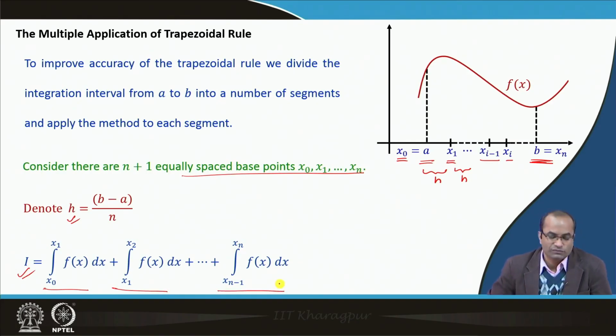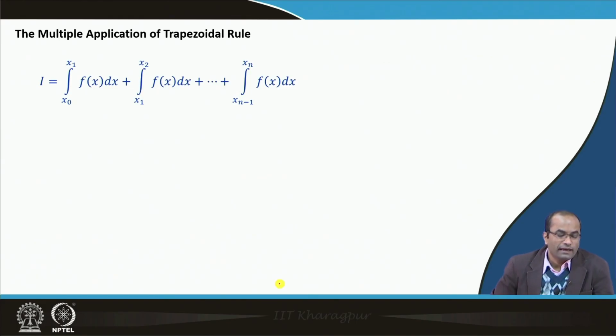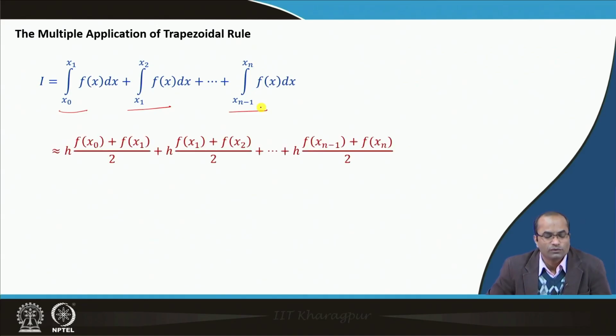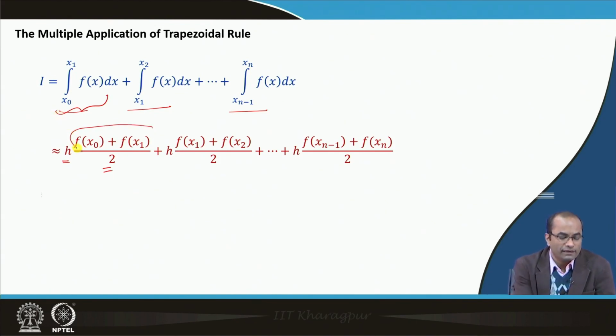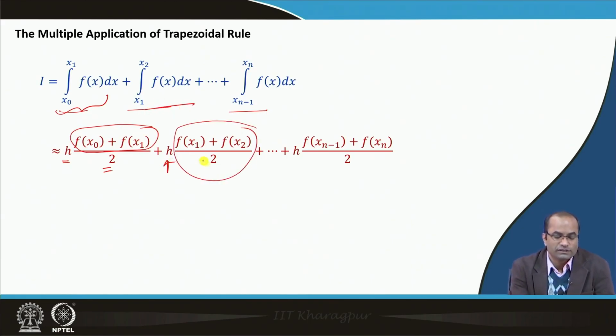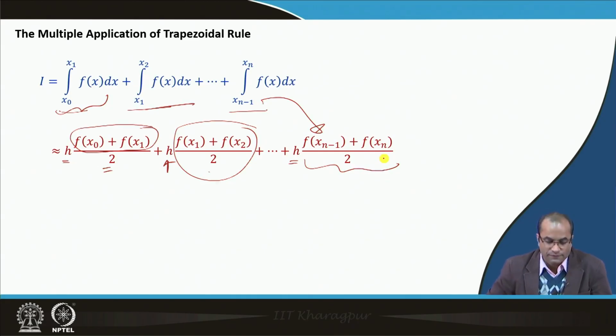We have x n minus 1 to x n. And now, for each interval we can use that trapezoidal rule. So, basically here if we apply that trapezoidal rule, we have h by 2, because h is the distance from this x 1 to x 0, and then we have the value of the function f x naught plus f x 1. Similarly, again here we have h and then f x 1 plus f x 2 by 2. Here also we have used that trapezoidal rule, h into f x n minus 1 plus f x n.